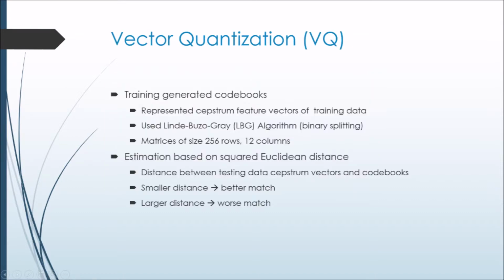VQ training generated codebooks which represented the Kepstrom feature vectors of the training data. These were generated using the Linde-Buzo-Gray algorithm, which is also called binary splitting. The SNR estimation was based off the squared Euclidean distance between the Kepstrom vectors of the testing data and the various codebooks. We said that the smaller the distance, the better the estimation of SNR, and the larger the distance, the worse the estimation of SNR.